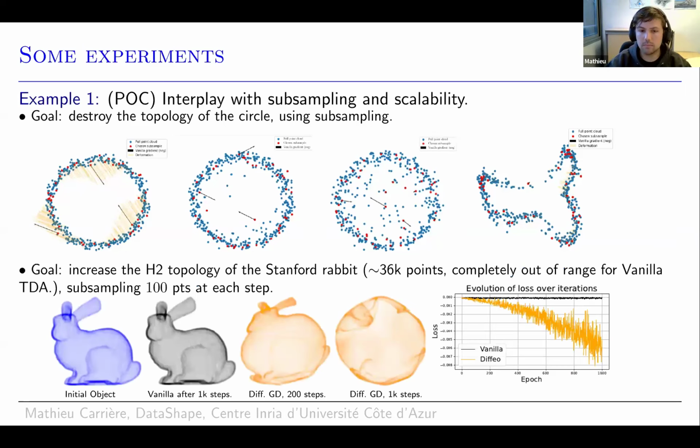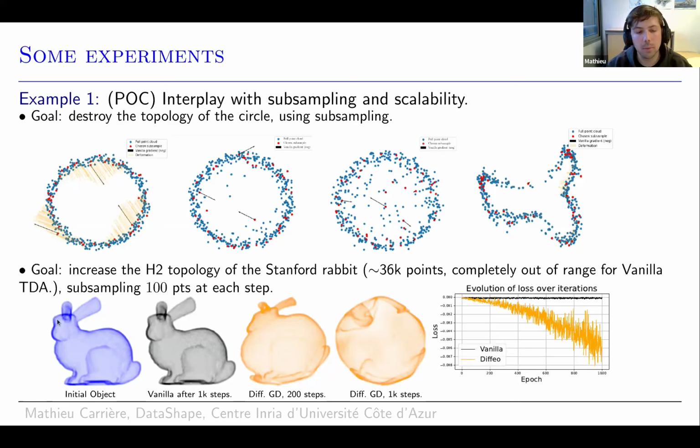Yeah, and then we play the same game, this time on a bunny, the Stanford bunny. A bigger point cloud. This time we try to maximize the H2. So this is a surface, homeomorphic to a sphere, and we try to increase the cavity. What's interesting to notice in this example is that it has more points than the example above, which makes it harder for vanilla optimization. Not necessarily impossible, but harder.